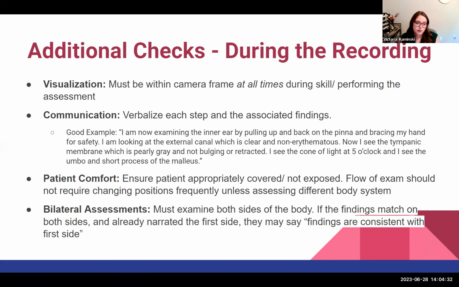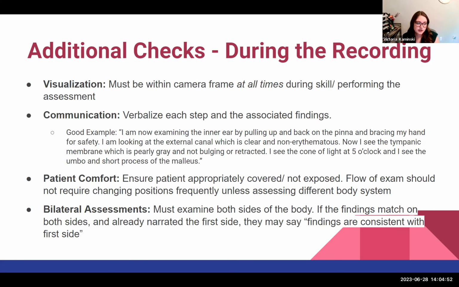So during the recording, we must be able to visualize you at all times, that you are within the camera frame. If you exit the camera frame for whatever reason, you do need to re-record. If you submit that, that will count as your first attempt, in which you will receive a 0, as that is an automatic not pass situation, as that is against the rules.